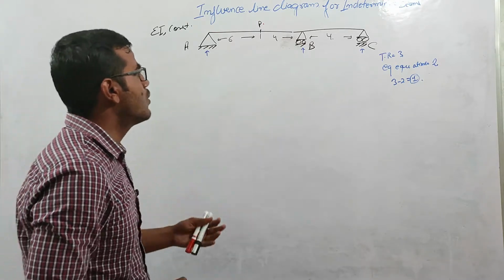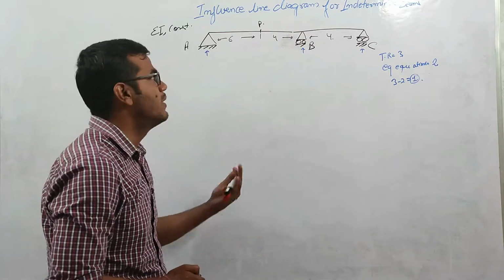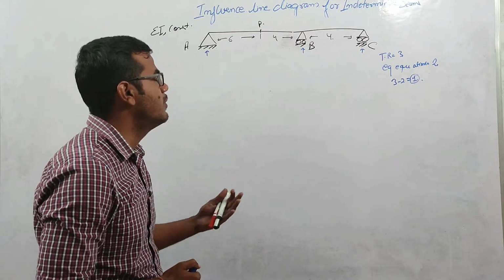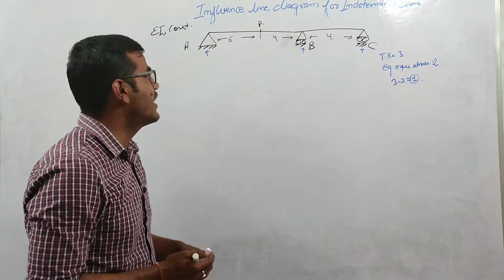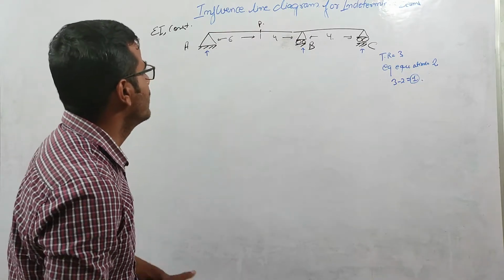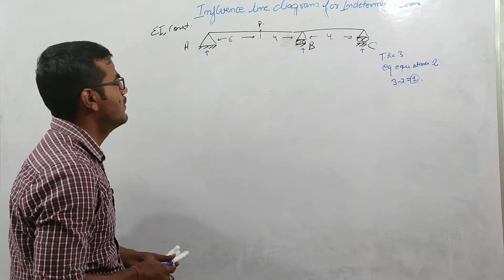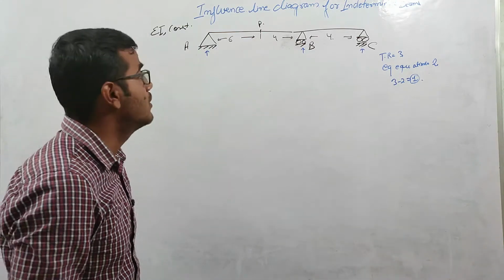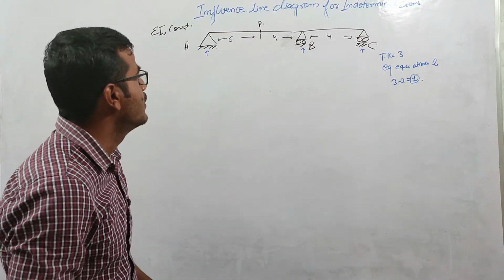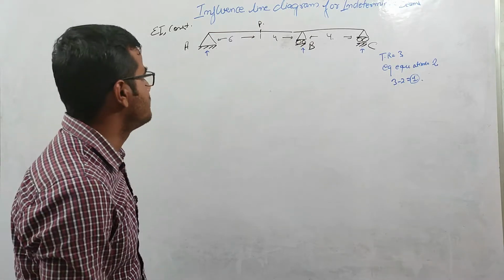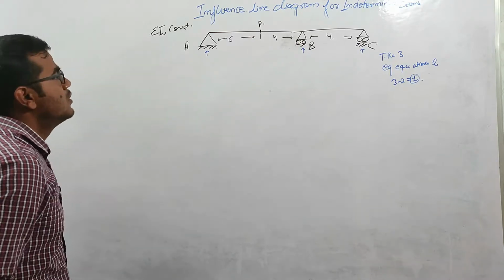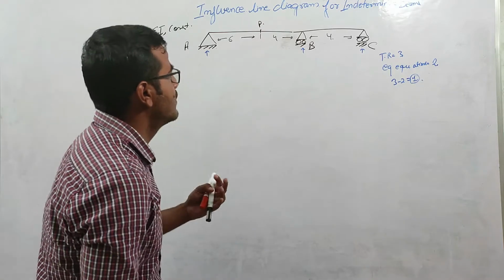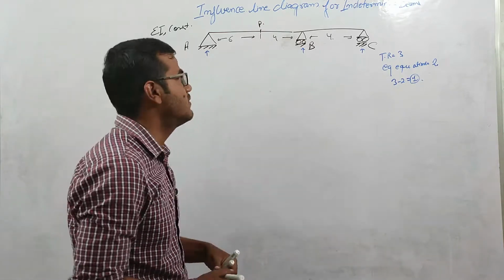So by using the concept of equilibrium equations, we cannot identify the quantitative influence line diagram for this continuous beam. We need to have some condition over here, right? As we have already discussed how to approach these types of problems.